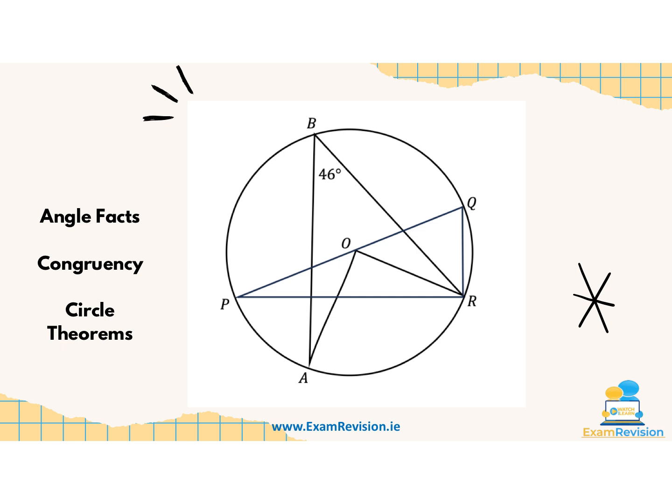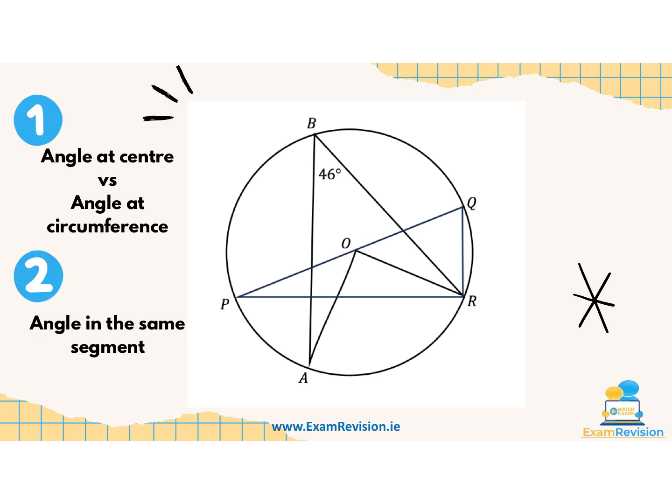So we're given a circle with the points A, B, P, Q and R on the circumference. There's also a triangle PQR inside the circle and the line segments connecting various points. We're also told that the angle ABR is 46 degrees and that O is the centre of the circle. So already there's a lot going on in this question and in this diagram. So let's go step by step and see just how much geometry we can extract from this one diagram.